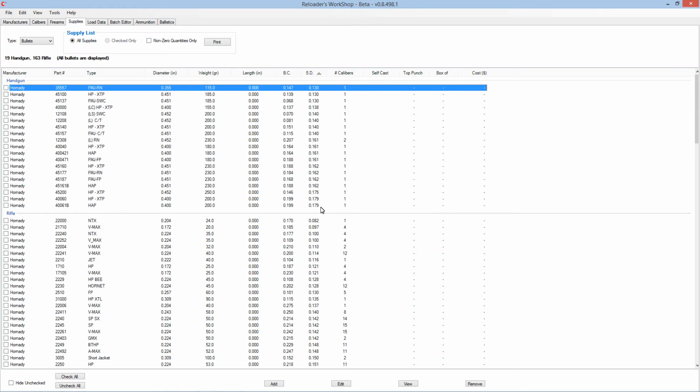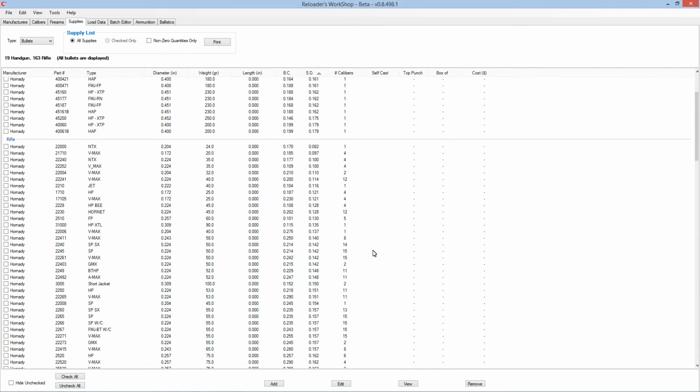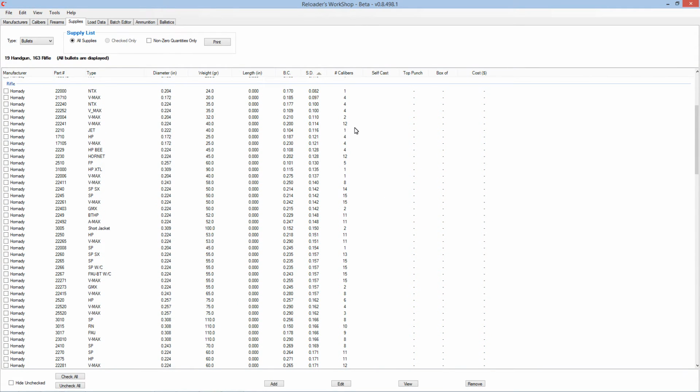It'll penetrate the person, and depending on the expansion properties of the bullet you're using, it'll either kill him or wound him. I hate to be callous about it, but that's kind of where it is. So at any rate, the 9mm to 45 caliber bullets that I have in my database range anywhere from 0.130 to 0.179 sectional density. Now let's take a look at the rifle bullets.